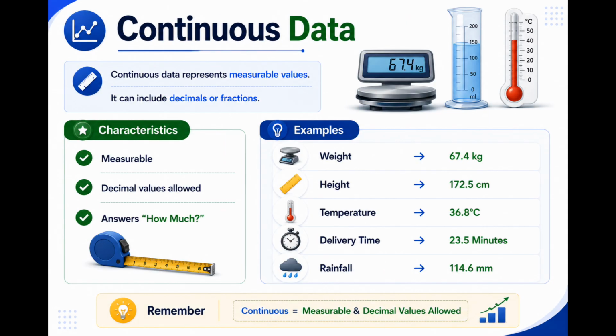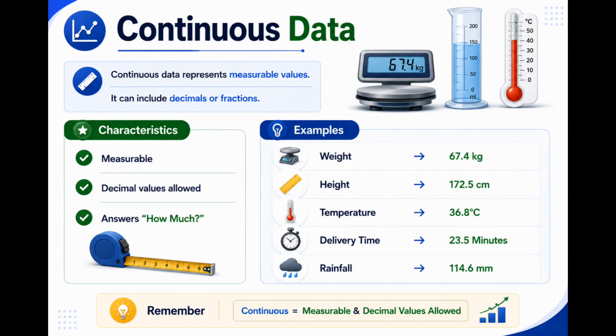Finally, let's understand continuous data. Continuous data represents measurable values and, unlike discrete data, it can include decimal values or fractions. In simple words, continuous data answers the question, how much? Common examples include weight, height, temperature, delivery time, and rainfall because these values are measured, not counted.